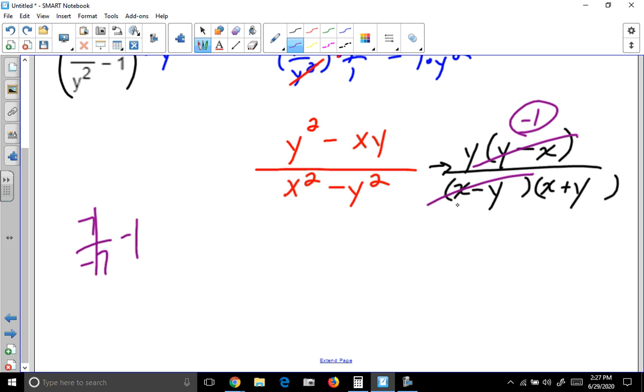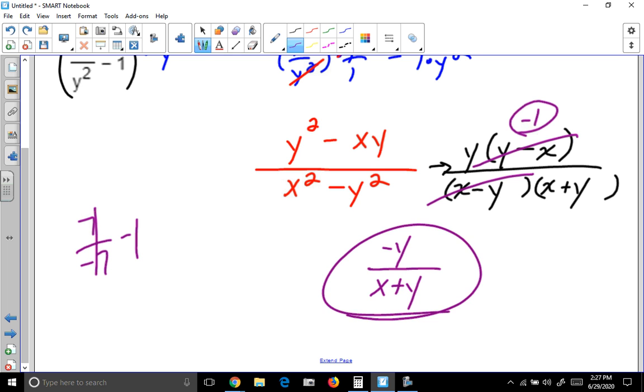So y times -1 is minus y or negative y. And on bottom we have the x plus 1. Nothing reduces here. This y is a term, so we can't use it to cancel that y out. So we have to stop there.